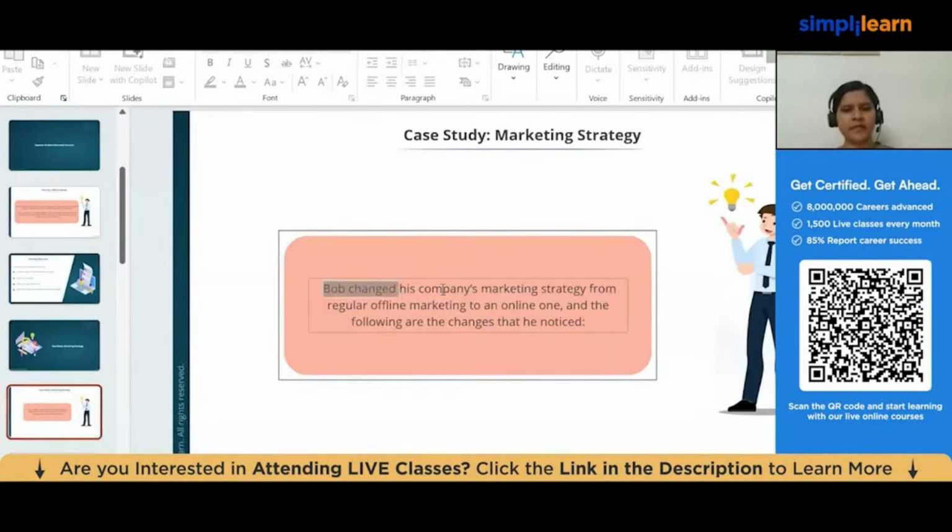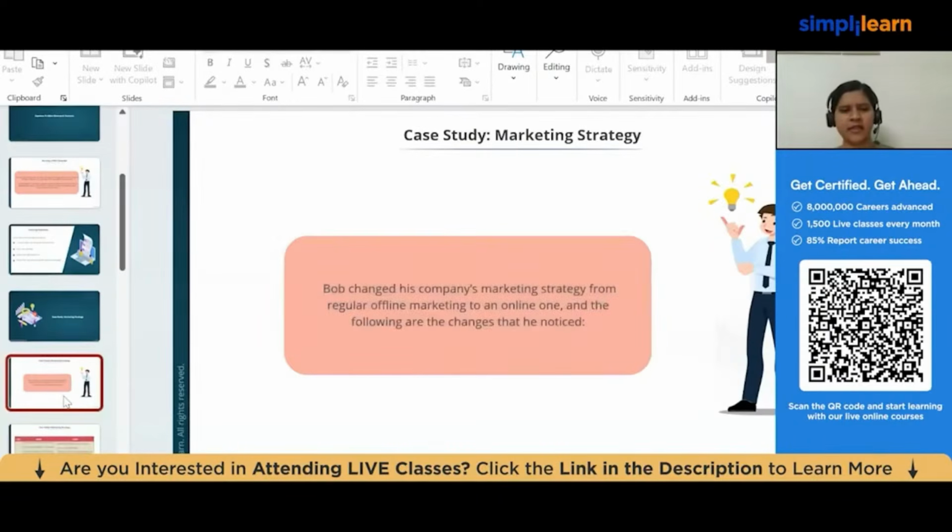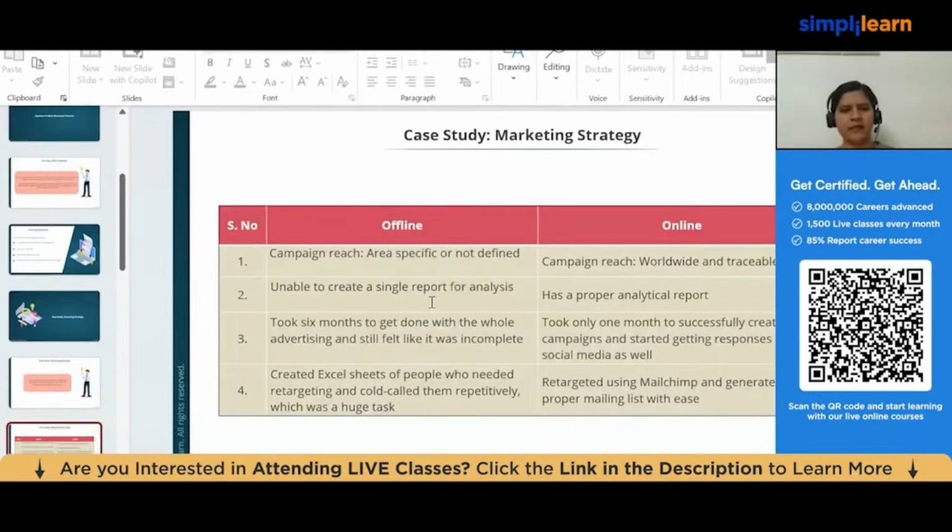It says Bob changed his company's marketing strategy from regular offline marketing to an online one, and the following are other changes that he has noticed. Obviously, within offline, the first problem was that he couldn't reach a specific area and it was not defined. But when they jumped to online, they had a good campaign reach, which can be traceable as well. They were not able to create reports for analysis before. Here they can do that.